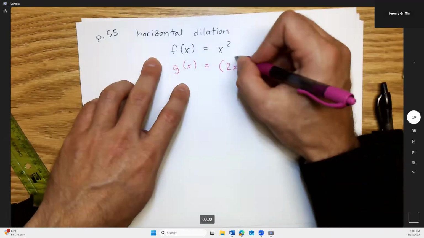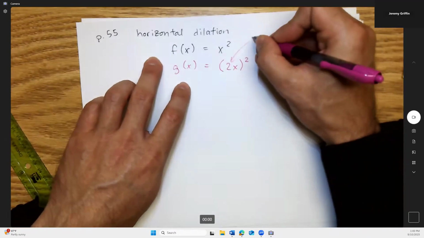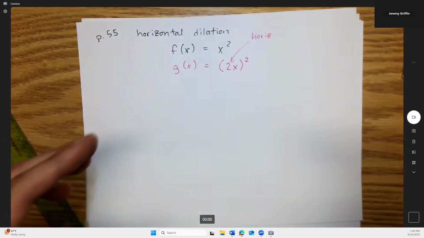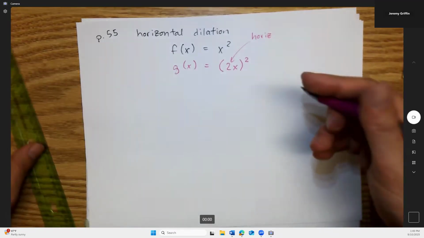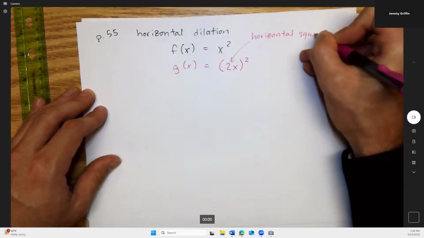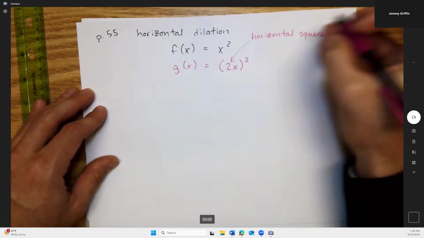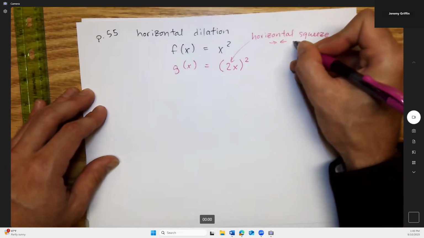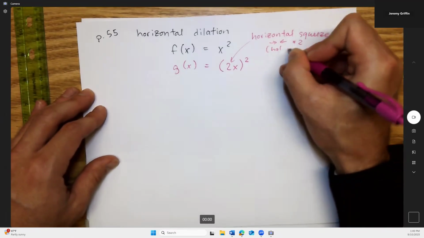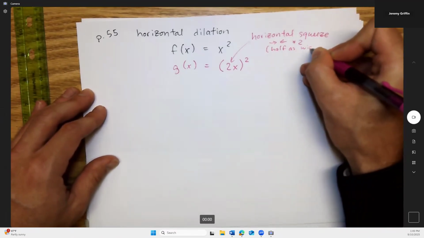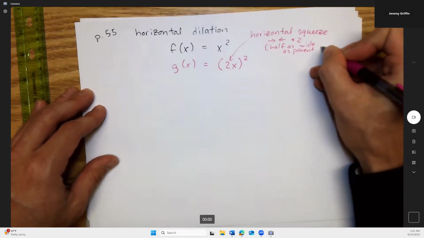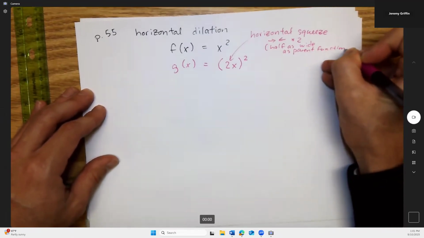So this means what this ends up being is a horizontal dilation. Now this one's kind of counterintuitive. Anything horizontal is kind of counterintuitive. It sort of works opposite of the rules of vertical. So this is a horizontal squeeze, not a stretch, but a squeeze. It's like being squeezed in by a factor of 2, or if you like, half as wide as the parent function. Right, half as wide.